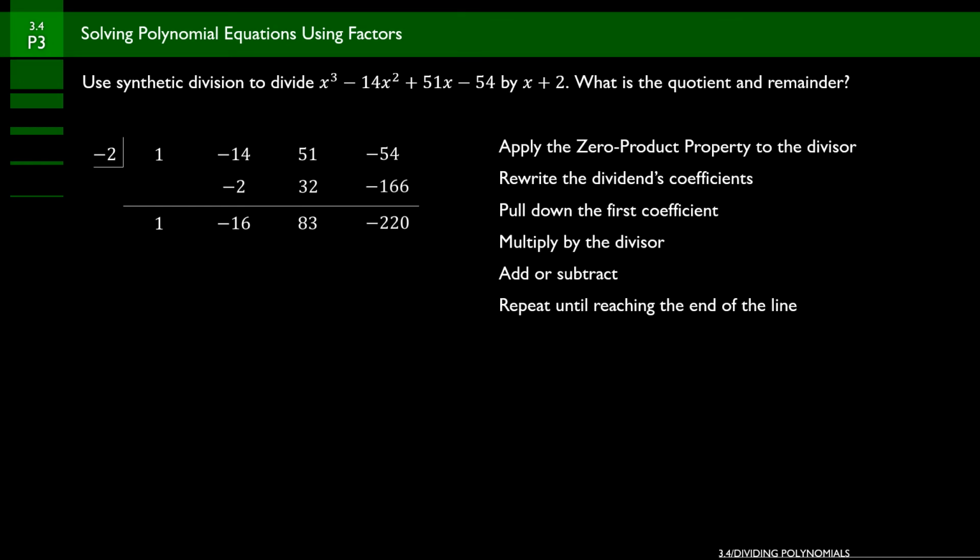So now what we've done is we've reached the end. Whatever is in that last position, which is negative 200 in this case, is your remainder. The 83, which is next to it, is the constant. The negative 16 is the x term, so negative 16x, and the 1 is the x squared term. So what you can see is we've chopped off the cubic term, and we're left with just a quadratic. So the quadratic that we get out of this is x squared minus 16x plus 83 with a remainder of negative 200 over x plus 2.